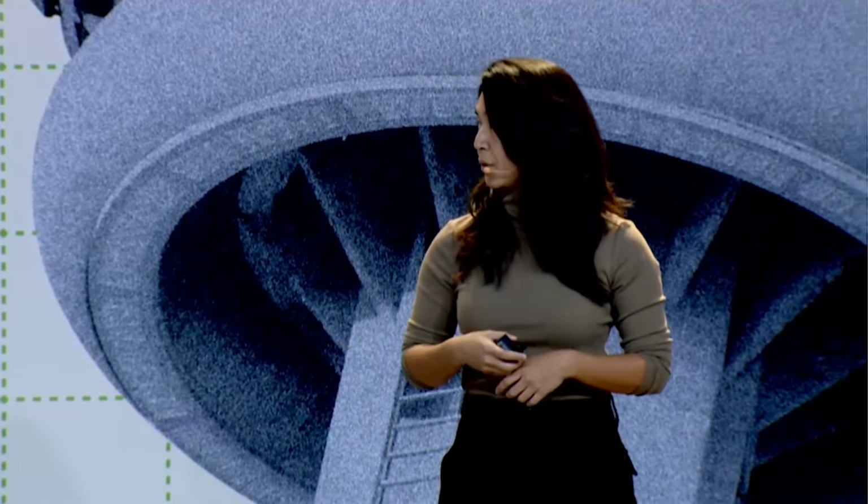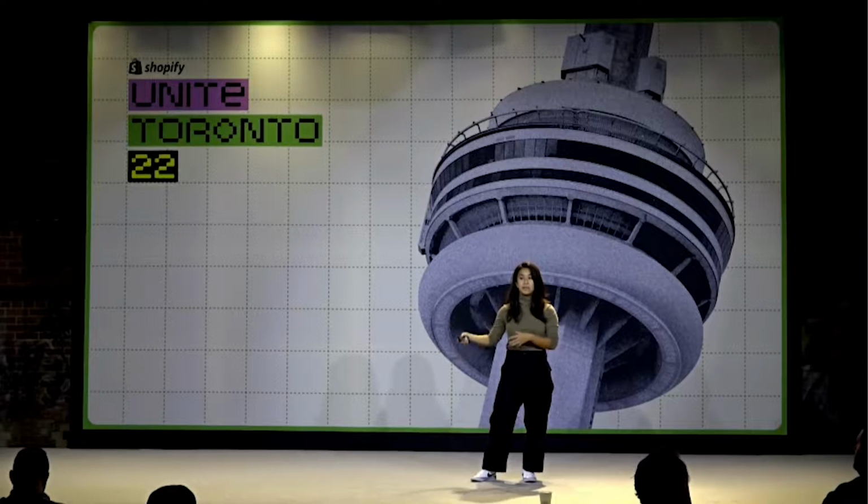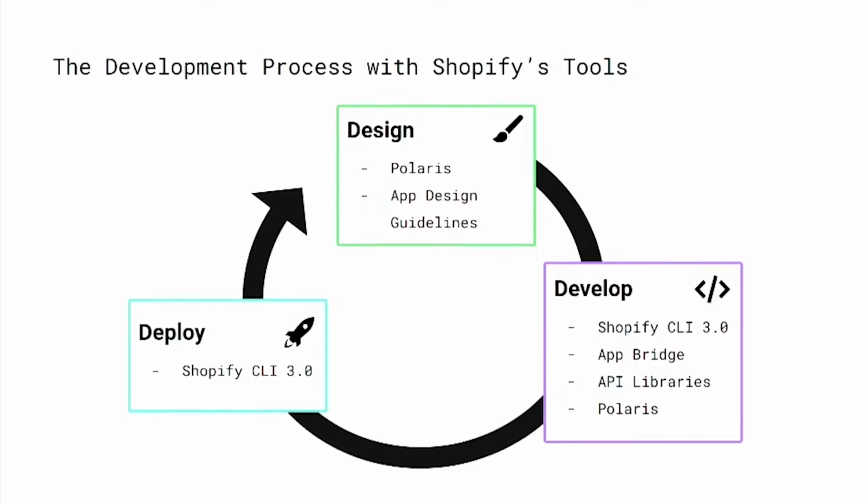As I mentioned before, we're going to go through the development process. That's a 3-step process of design, develop, and deploy. We know in reality that this 3-step process isn't exactly linear. You might move between 2 of the steps multiple times, but for the purposes of this presentation, we're going to go through them one by one.